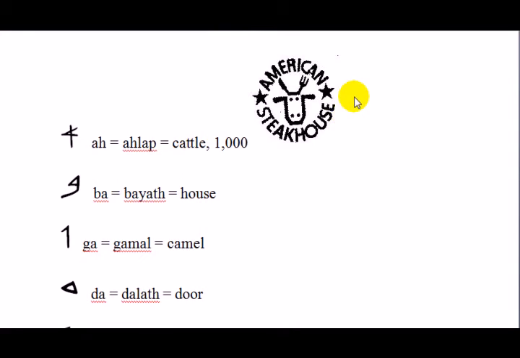And I have here the logo or the emblem of American Steakhouse. And if you take this A and you turn the point down, you'll see what you have here in the middle, which is a cattle. You have the horns coming out, the ears, and then the face of the cattle. That's what the A represents, cattle. And it also represents the number 1,000.